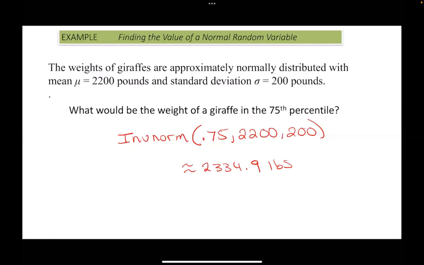All right. So we didn't have to put anything in the lower. No, the only options you have are area, mu, and standard deviation. So these are the only options you have. There's no upper or lower for inverse norm. You're right. Okay.